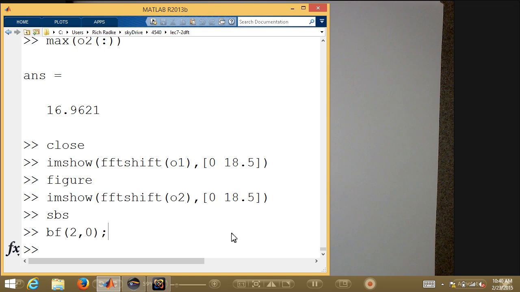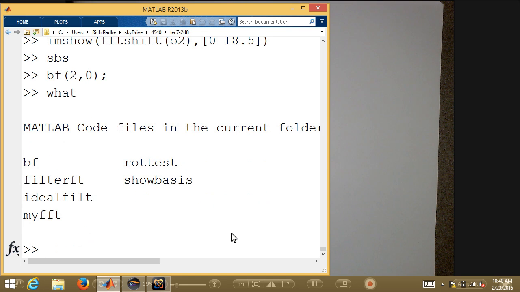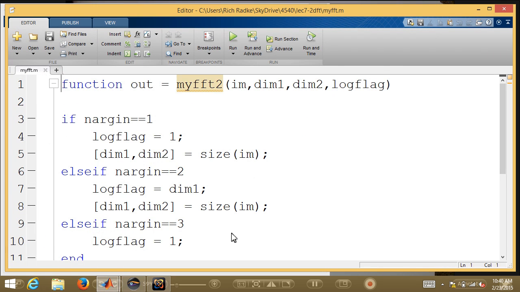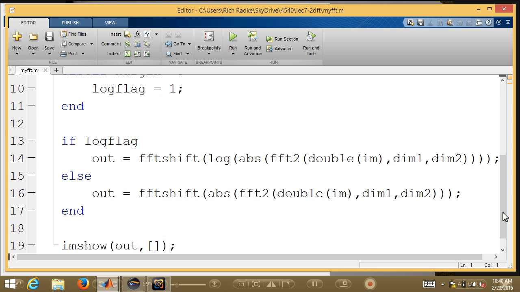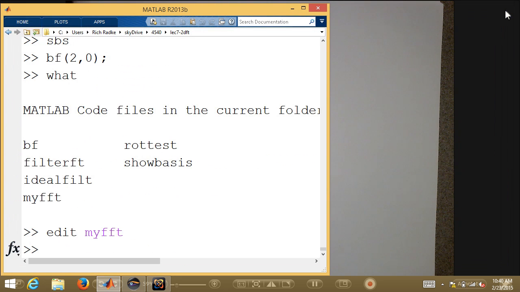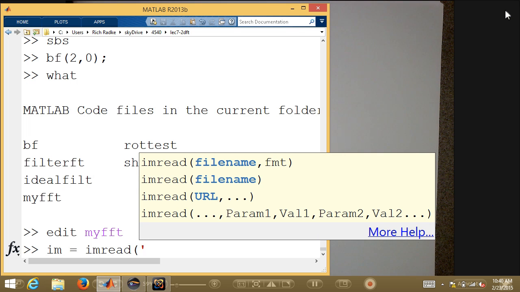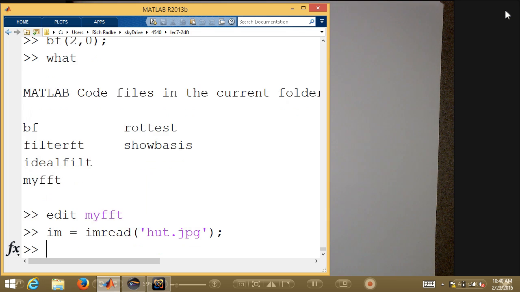Good question. And just to illustrate what I did to make my life a little bit easier, I wrote this function myself, which does exactly the tedious stuff that I keep on doing: FFT shift, log, absolute value, FFT. I wrote this to make it less tedious, so from now on I'll just use my FFT instead of cluttering up the screen. Now, here is a new image. What was it called? Hut.